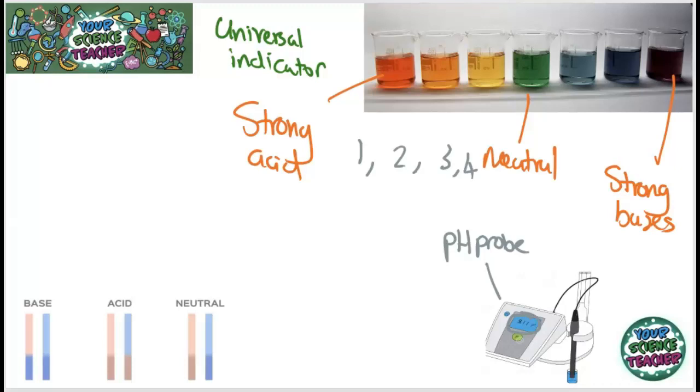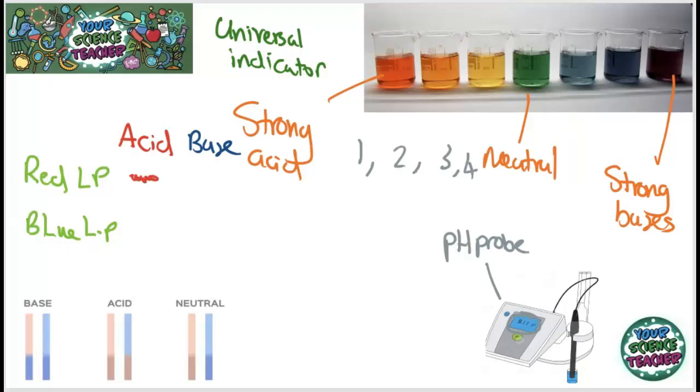And if you're not bothered about working out the actual pH and just whether you have an acidic or a basic solution, what you can actually use is litmus paper. And there's two types of litmus paper. There's red litmus paper and there's blue litmus paper. Now, if the red litmus paper is placed in an acid, it will just stay red. Nothing will really happen to it.